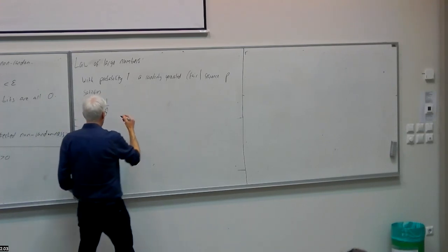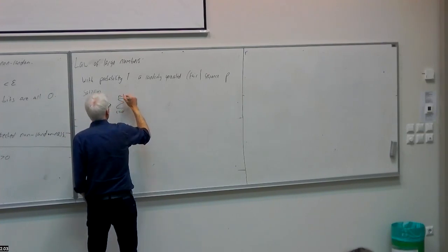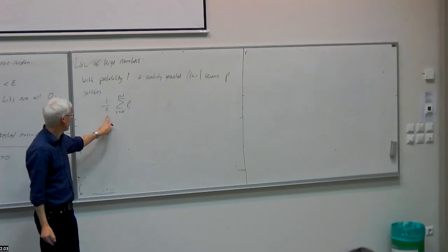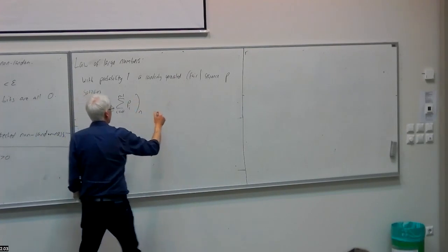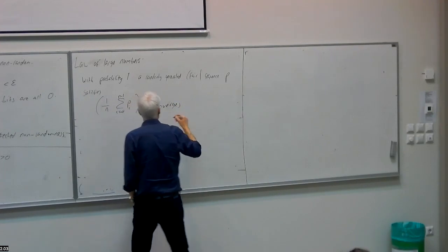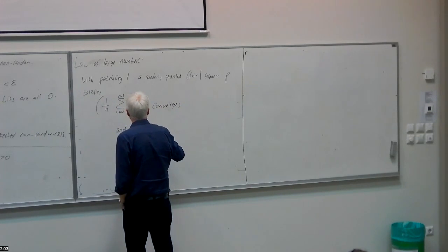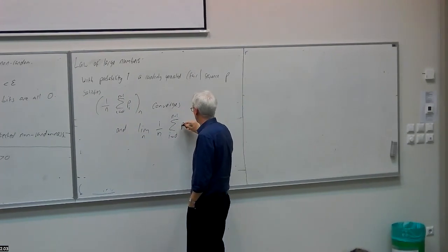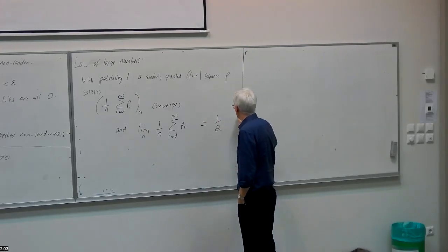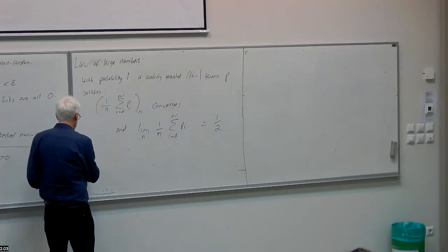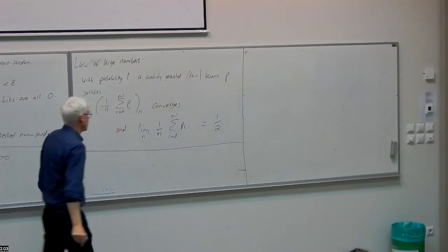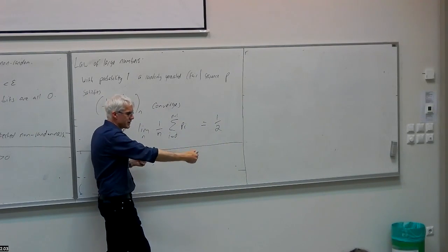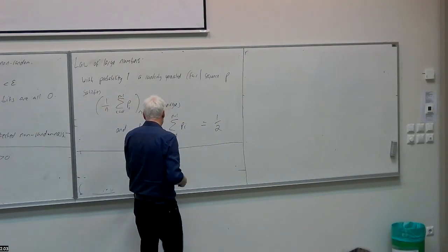So if we consider the sum from i = 0 to n minus 1 of the first n values p_i, and divide that by n to get the average value of p_i, that sequence in n converges. It's a convergent sequence, and its limit is 1/2. So any random sequence is going to be balanced in that way: the average number of heads versus tails on the prefixes will tend to a half.